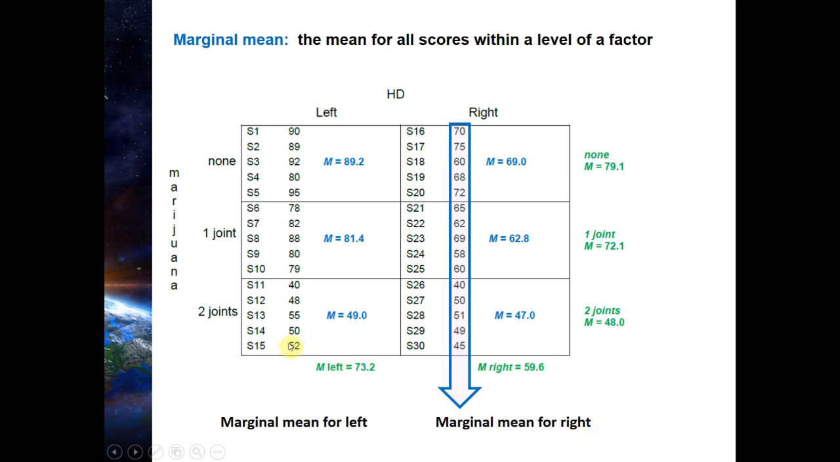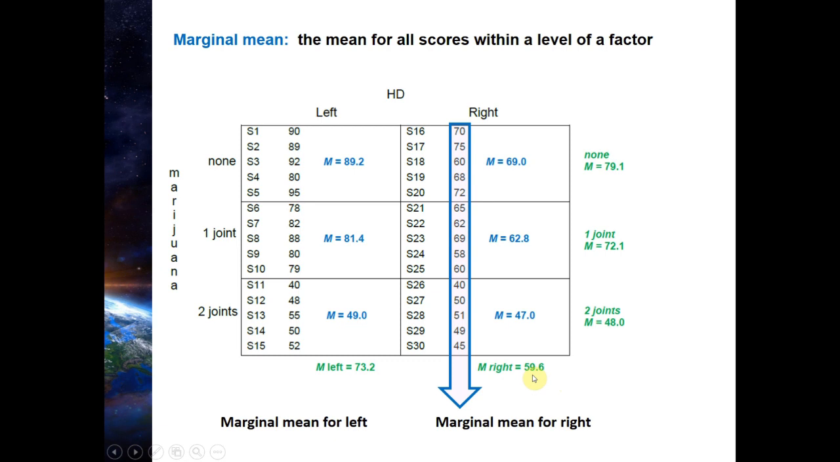So when we did this for the left, we were ignoring, again, marijuana. You have to ignore the other factor. You're only looking at one factor at a time when you're calculating marginal means. Okay, so these would, again, be the marginal means for the left group and for the right group.